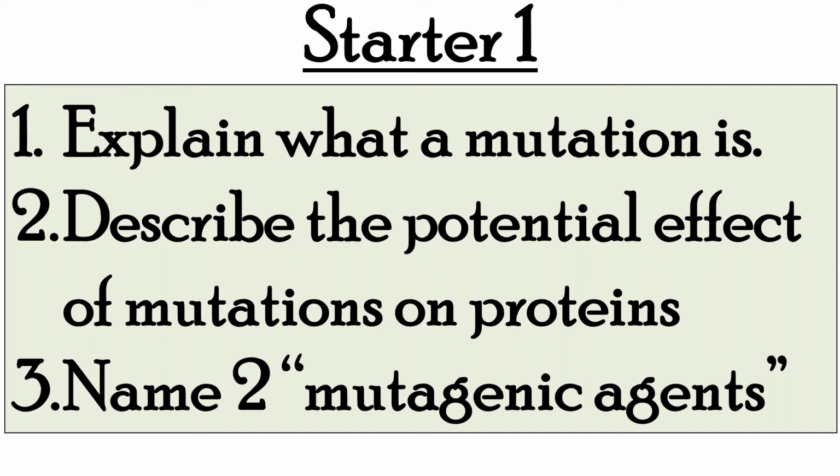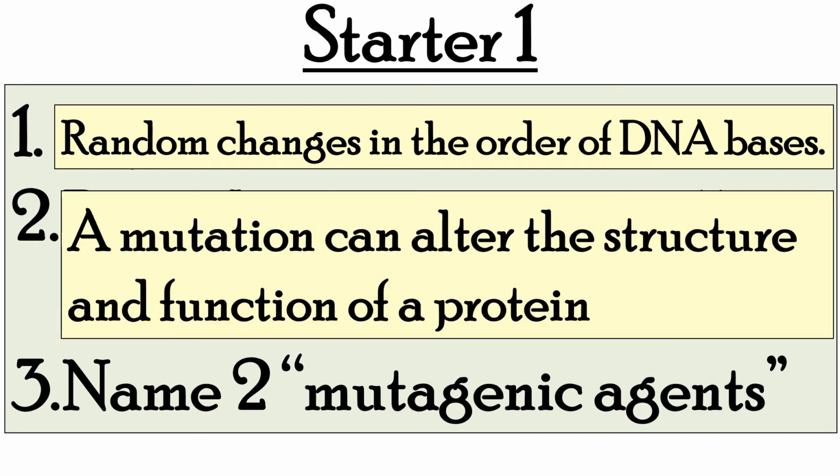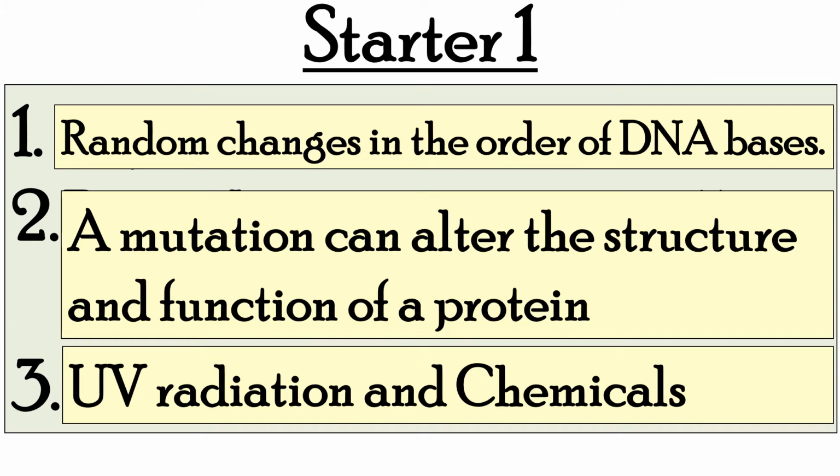So number one, mutations are random changes in the order of DNA bases. Two, the potential effect of mutations on proteins: they can alter the structure and consequently the function of a protein. And then three, name two mutagenic agents, or in simpler terms, name two things which can cause mutations. They are ultraviolet radiation, you could just say radiation, and chemicals.